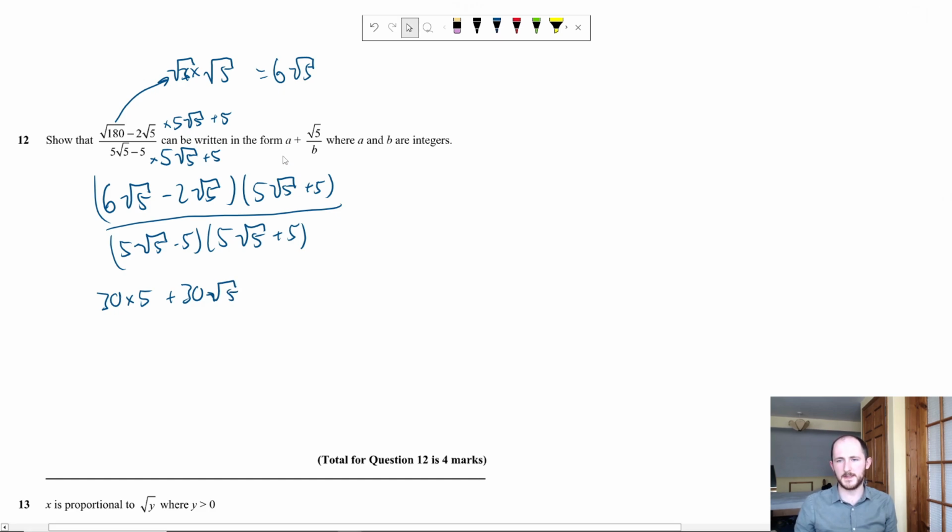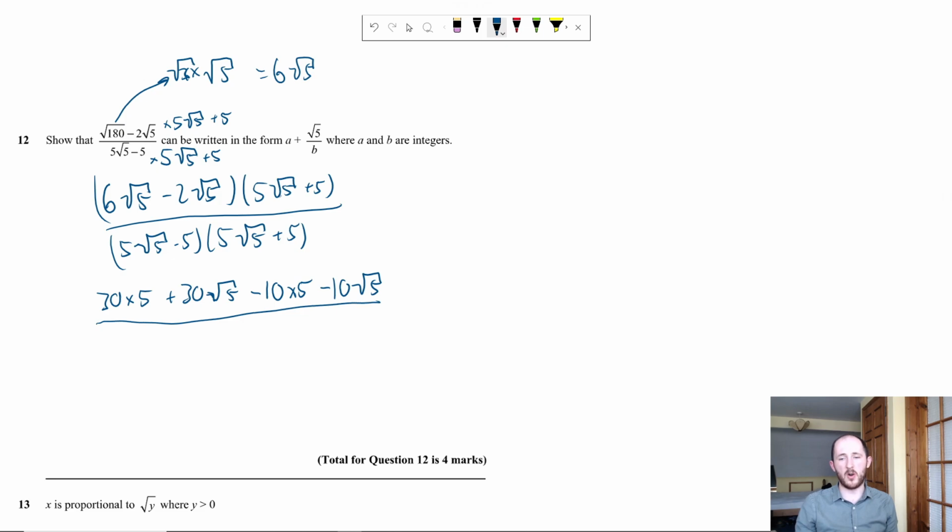Good lord. So we've done those two now. So minus 2 root 5 times 5 root 5. So 2 times 5 becomes minus 10 because it's a negative. And then that's still going to be times 5 because root 5 times root 5 is 5. Minus 2 root 5 times 5 gives me minus 10 root 5.